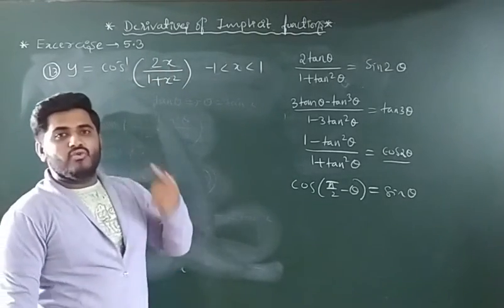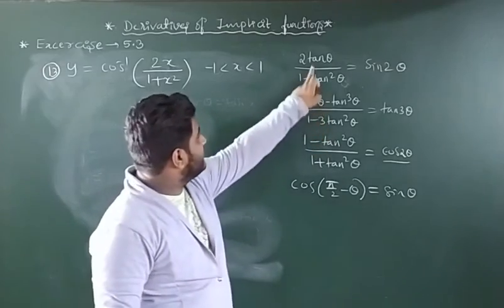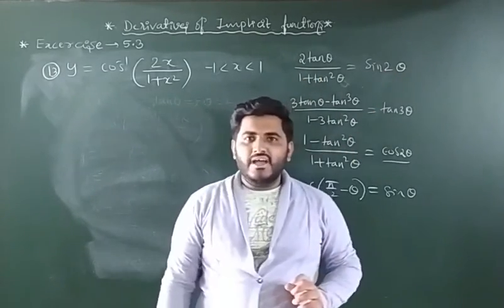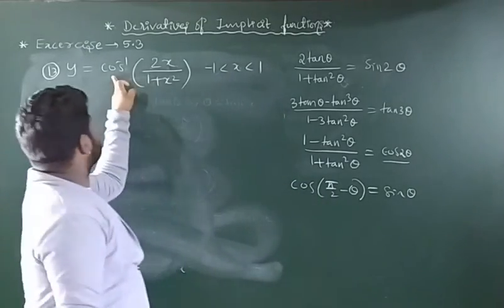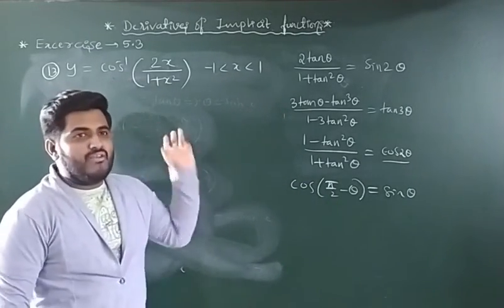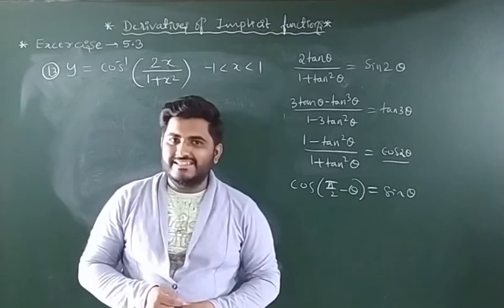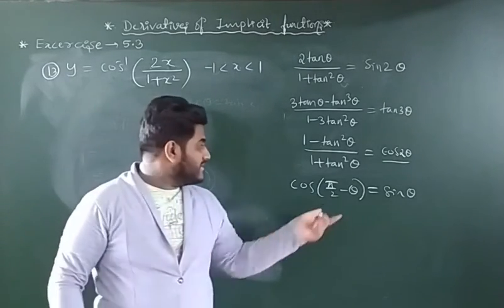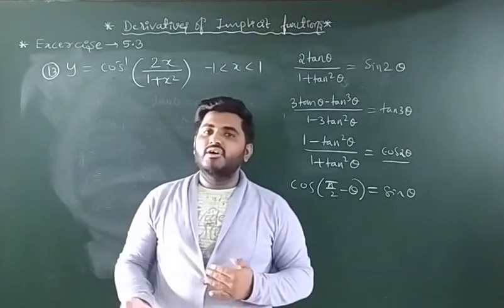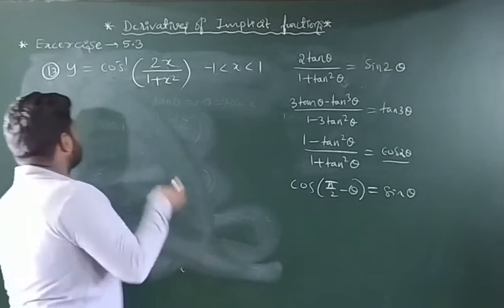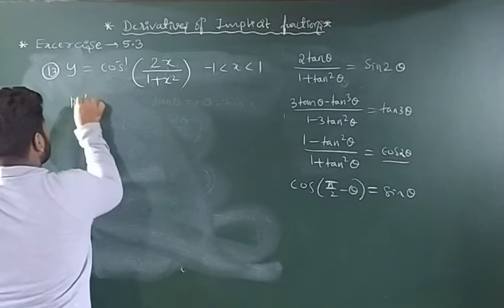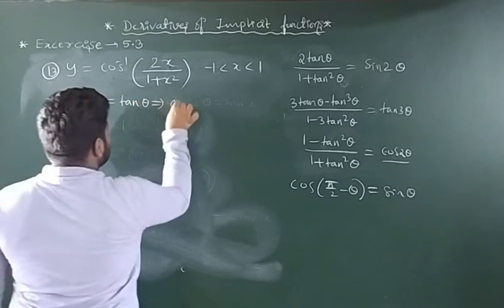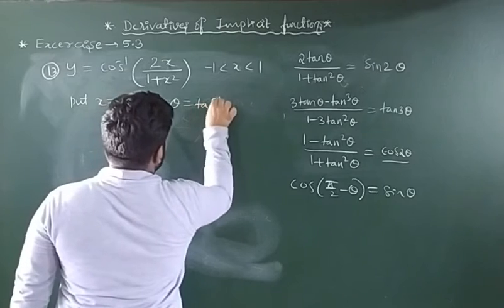We know already 2 tan theta divided by 1 plus tan square theta is sin 2 theta. But we want cos here, because the cos inverse is there. When we have cos, then only we can get a cancellation. So first convert to sin, then by using this 90 degree formula, we can convert sin again to cos. Okay, put x equal to tan theta. This implies theta equal to tan inverse x.